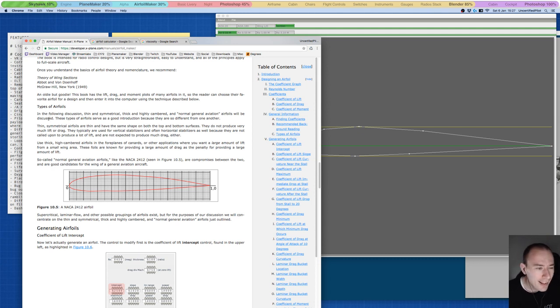Types of airfoils. Yeah, so in the following discussion, thin and symmetrical, thick and highly cambered, and normal general aviation airfoils will be discussed. These types of airfoils serve as a good introduction because they are so different from one another.